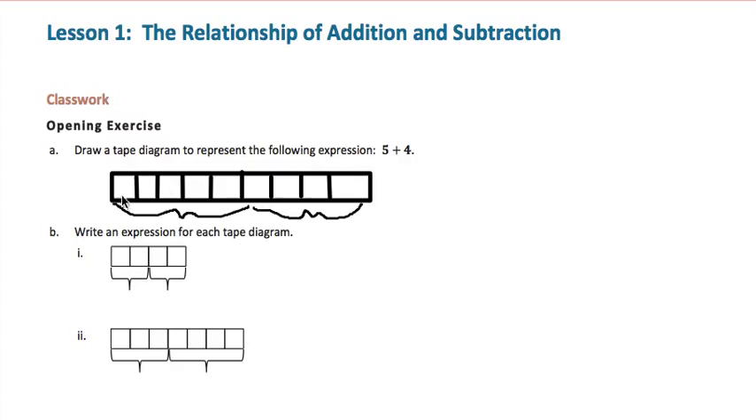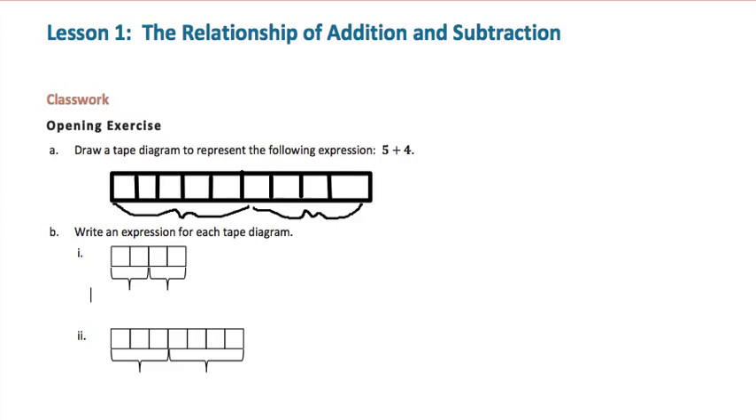And so we can see in the tape diagram that there are 5 pieces in this first section and 4 pieces in the second section, for a total of 9 pieces. In part B, we'll write the expression. This is a numerical expression, 5 plus 4, for each tape diagram.